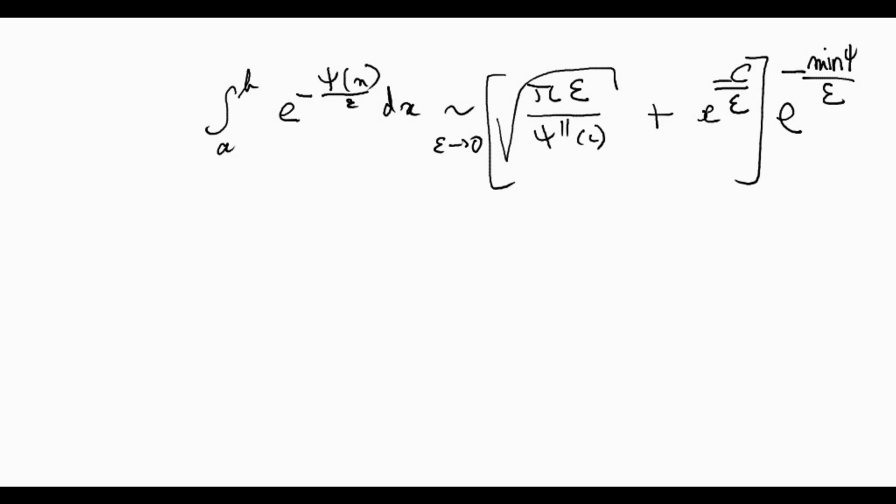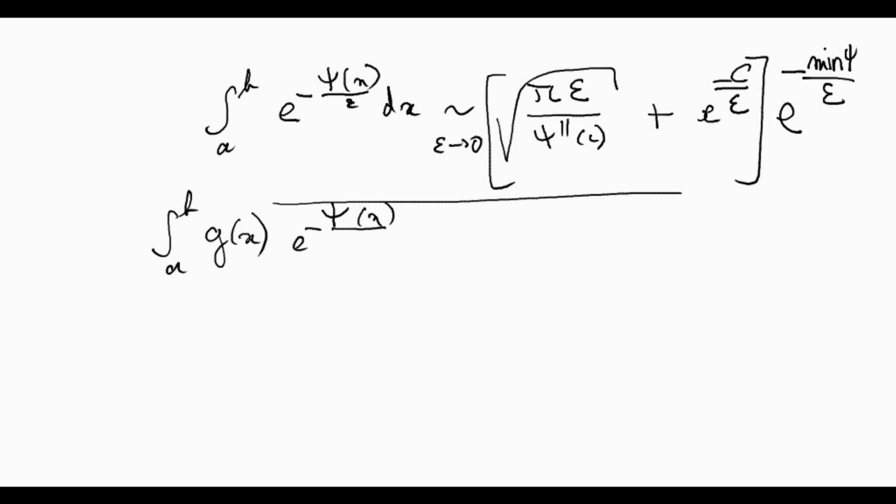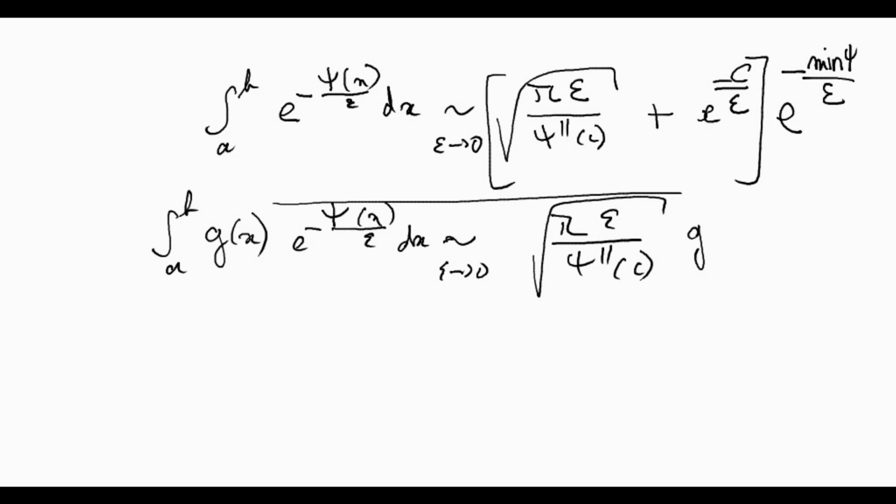And so basically we would like to generalize this formula in dimension n. Before, it's not difficult to see that if we have a non-vanishing function g of x, the integral of g of x exponential minus psi of x divided by epsilon dx, when epsilon goes to 0, behaves like epsilon psi, the same quantity as what we have seen, and then we have to add this g at the point c, times the leading order term, exponential minus minimum of psi divided by epsilon.